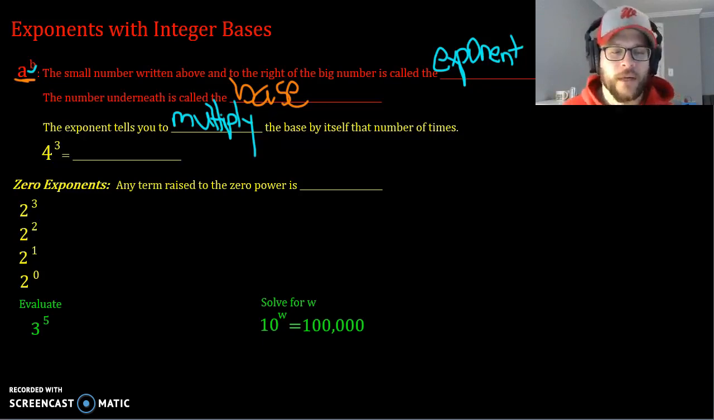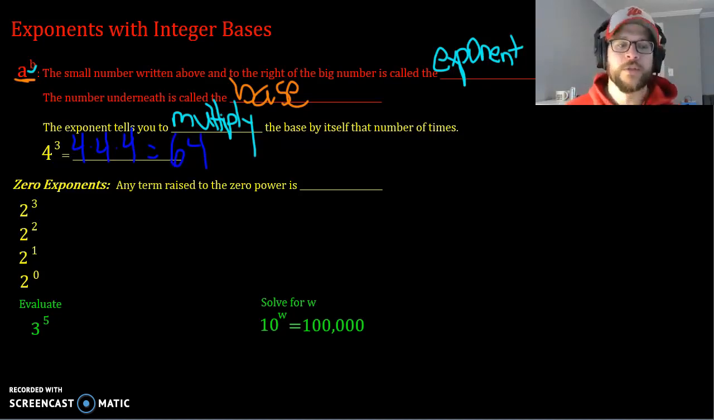If we put it more in the context of numbers, 4 to the third power, or 4 cubed, is the same thing as saying 4 times 4 times 4. And you see there are 3 of those things being multiplied together. And then when you multiply all those things together, you end up getting the number 64. So that's what the exponent tells you to do, is just multiply the base by itself that number of times.